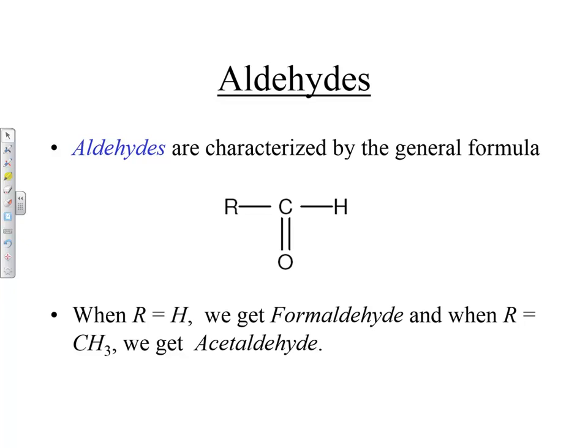R can be anything: it can be CH3, it could be C2H5, or even some other bigger molecule. But whether it's an aldehyde or not is determined by the presence of this group, C double bonded with OH. When R is H, the compound you get is called formaldehyde. You may have heard of formaldehyde; it's used in hospitals for preservation. When R is CH3, you get acetaldehyde, and you can have C2H5 and so on, all kinds of aldehydes.